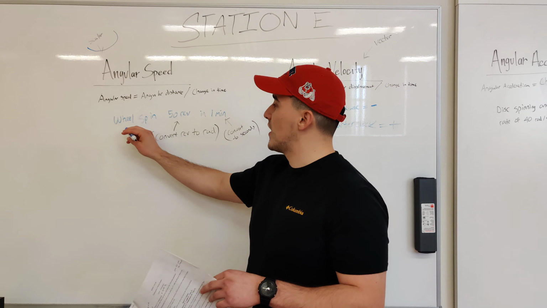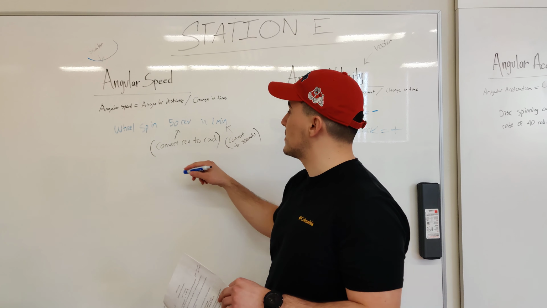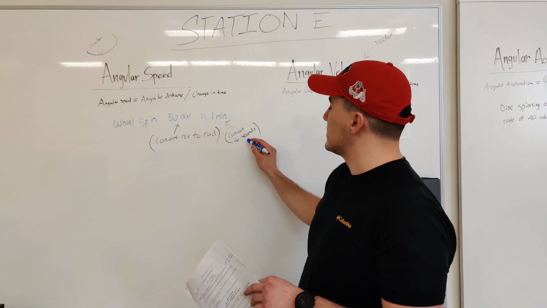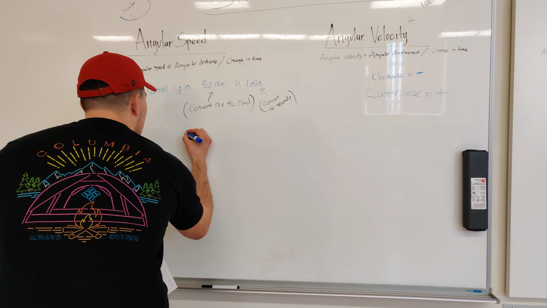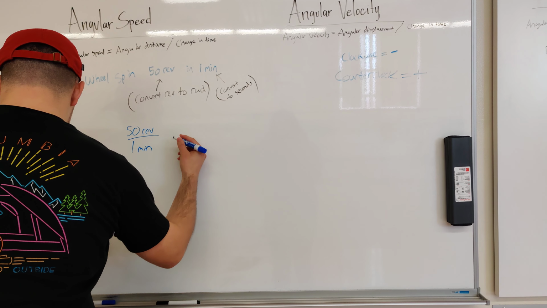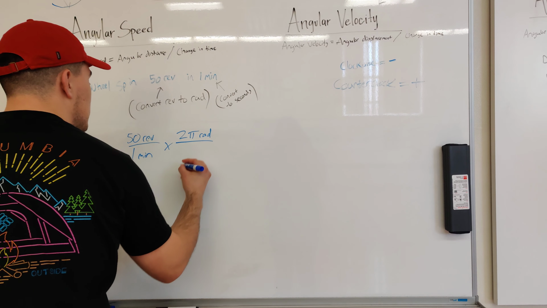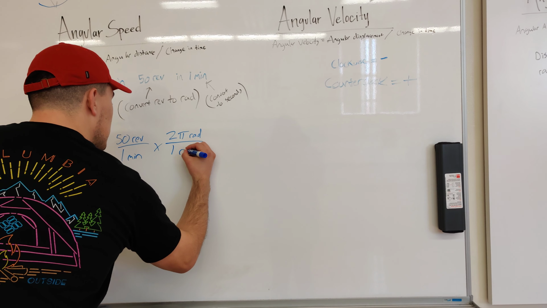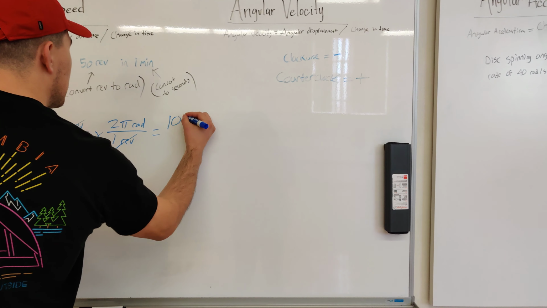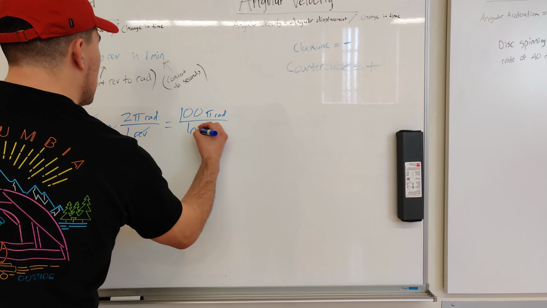Okay, let's go over the example. So we have a wheel spinning at 50 revolutions in 1 minute. The units for speed is actually radians per second, so we're going to have to convert the revolutions to radians, and then convert the minutes to seconds. So we have 50 revolutions in 1 minute, and then 2 pi rad equals 1 revolution. Okay, these cancel out. Move over. We have 100 pi radians divided by 1 minute.